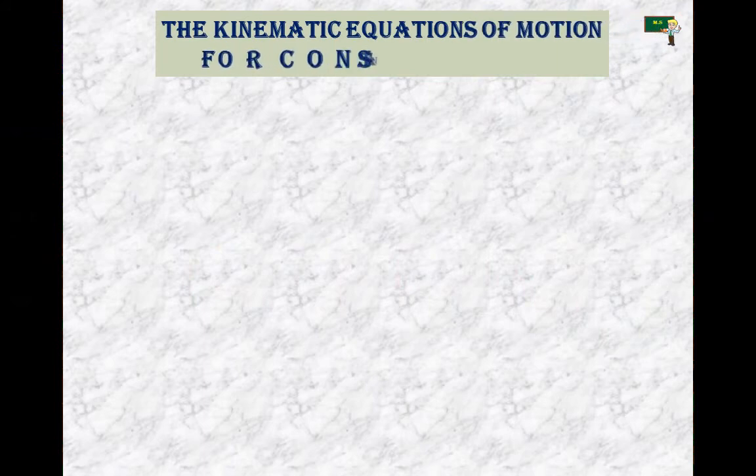Now we are moving into a main question: kinematic equations of motion for constant acceleration. Let us consider an object moving in a straight line with uniform or constant acceleration a, and let u be the velocity of the object at time t equal to 0 and v be the velocity of the body at a later time t.